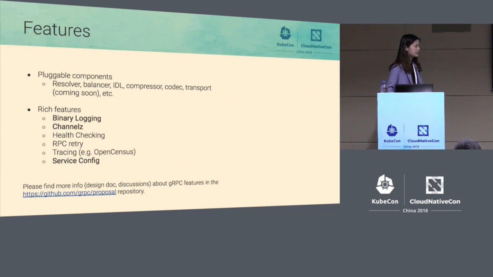So I would like to spend a couple of minutes here to introduce some of our nice features of gRPC. So like I said before, we have pluggable components, and some examples here are resolver, balancer, IDL, compressor, codec, and transport. For example, for IDL, being pluggable means that you don't need to use protobuf to be able to use gRPC, which gives users much more flexibility here.